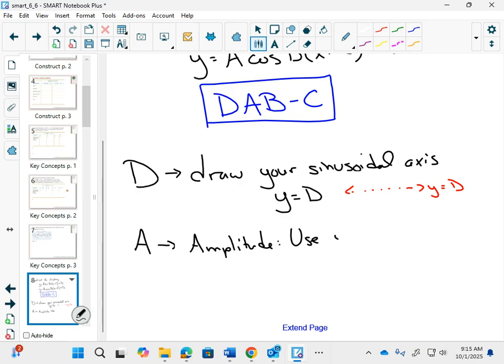You're going to use your amplitude to label the maximum and minimum. Because your amplitude always starts from your center line and goes up and goes down. So if your center line is at 2 and your amplitude was 3, 2 plus 3 would give you a maximum of 5. And 2 minus 3 would give you a minimum of -1. And so we need to find where our maximum and minimum values are.